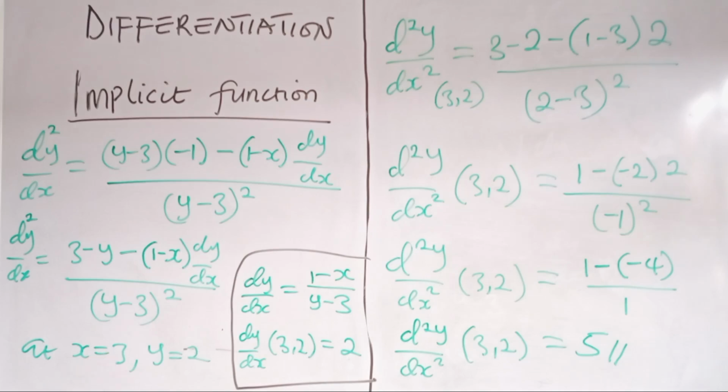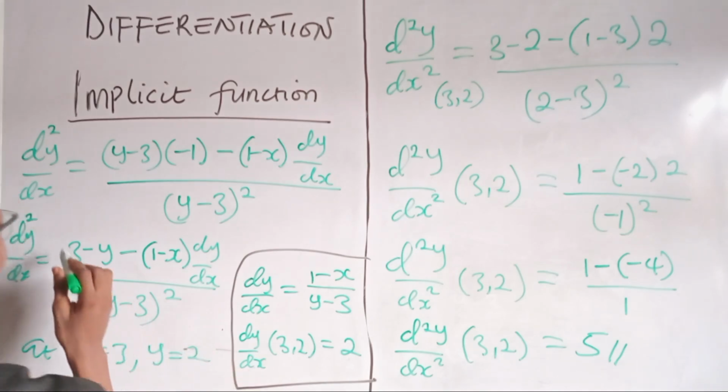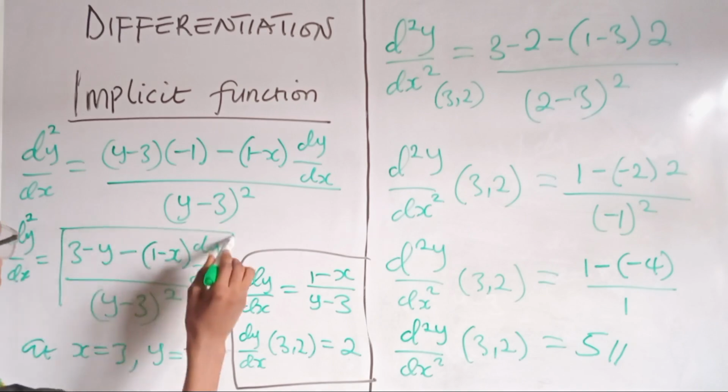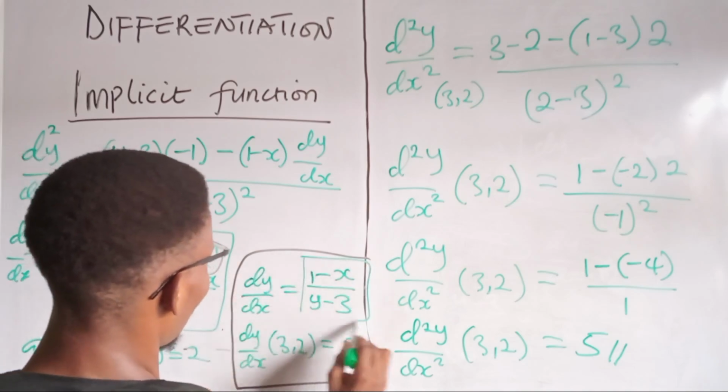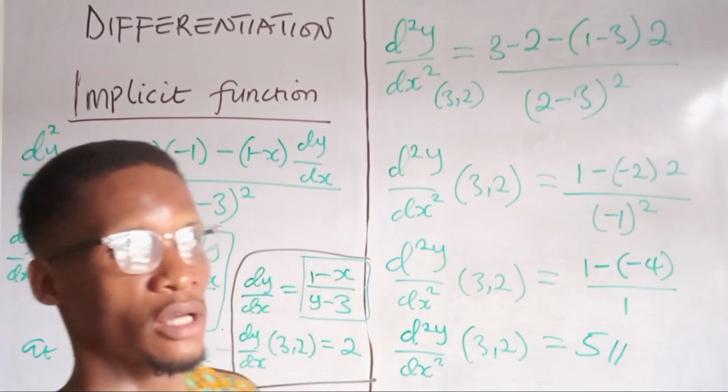Then the normal equation that we got for the first and second derivative, we got this for the second derivative and this for the first derivative. So this is how you solve this kind of problem.